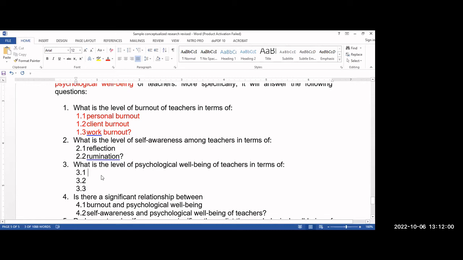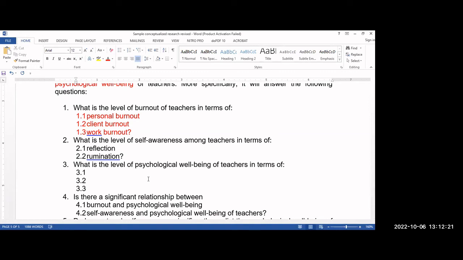So my indicators will depend upon the tool that I am utilizing. So kung meron siyang tatlong indicators, then I will place the 3 indicators here. So kung wala siyang dimensions, because there are some questionnaires that do not have dimension.